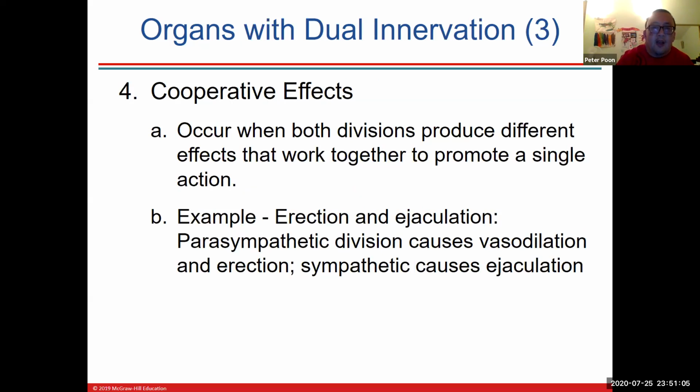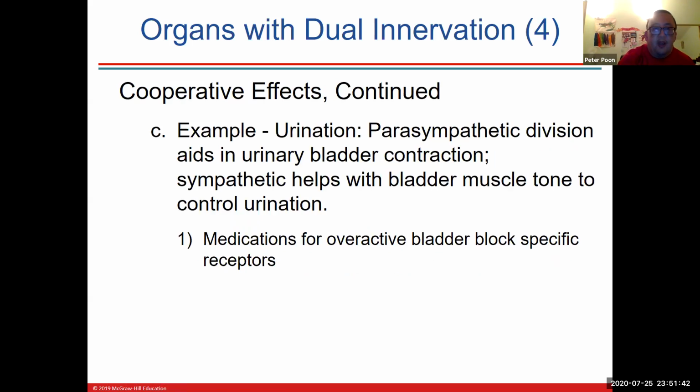The cooperative effects are when both divisions produce different effects that work together to promote a single action. The parasympathetic causes vasodilation and erection. The sympathetic causes ejaculation. The way I remember this: parasympathetic starts with P, therefore it causes pointing. Sympathetic starts with S, and therefore causes shooting.